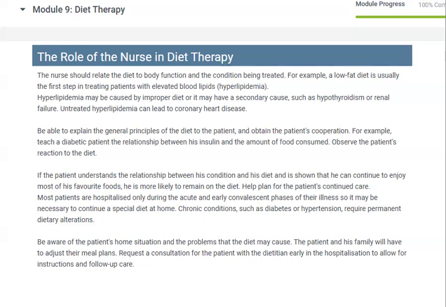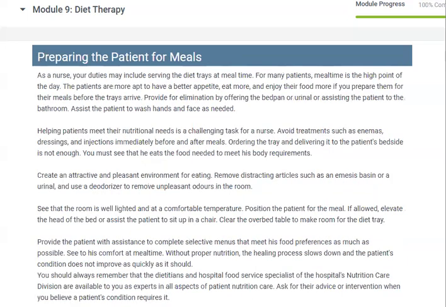Request a consultation for the patient with the dietitian early in the hospitalization to allow for instructions and follow-up care. Preparing the patient for meals. As a nurse, your duties may include serving the diet trays at mealtime. For many patients, mealtime is the high point of the day.